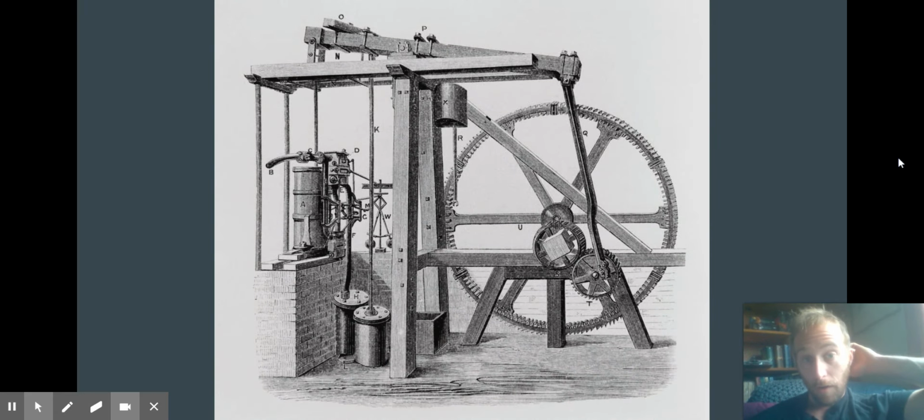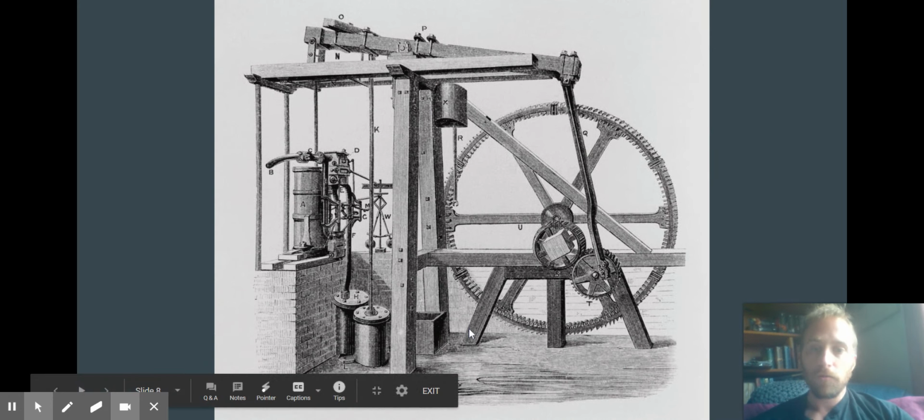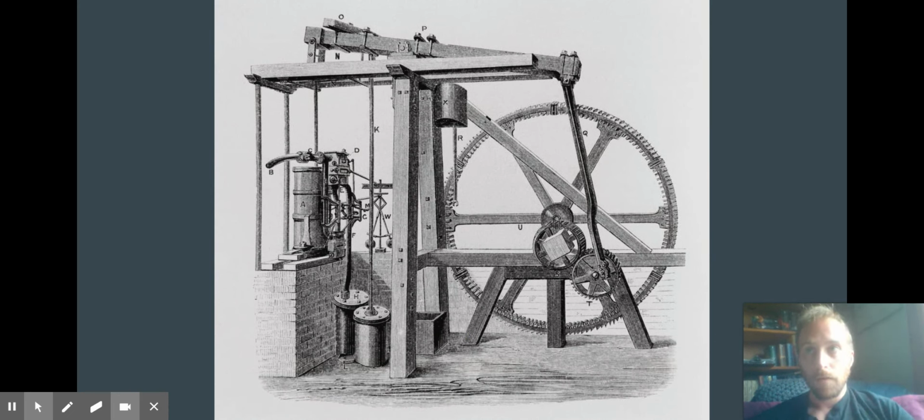So this is an image of the first steam engine. And so you can see there's a wheel. Basically, the long story short with the steam engine, instead of moving your flying shuttle by hand, coal is going to be burned, it's going to boil water, and it's going to cause this wheel to take that energy and turn it into motion.